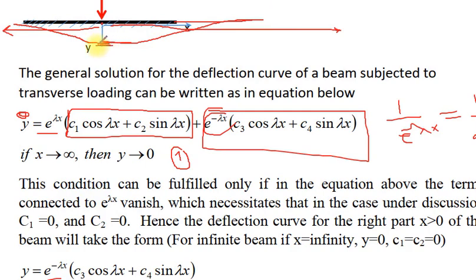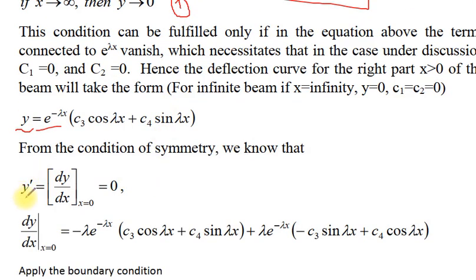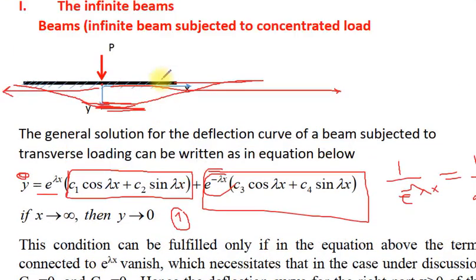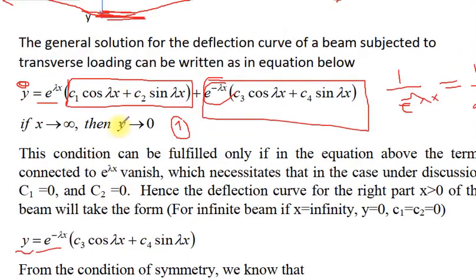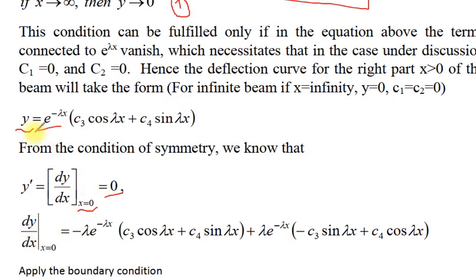The second boundary condition is that the slope of the deflection at the middle will be 0, since the deflection here is the maximum deflection and the slope will be horizontal. Therefore, y dash, dy over dx, the slope, at x equal to 0 will be equal to 0. So we have to differentiate this equation with respect to x and then replace x by 0.